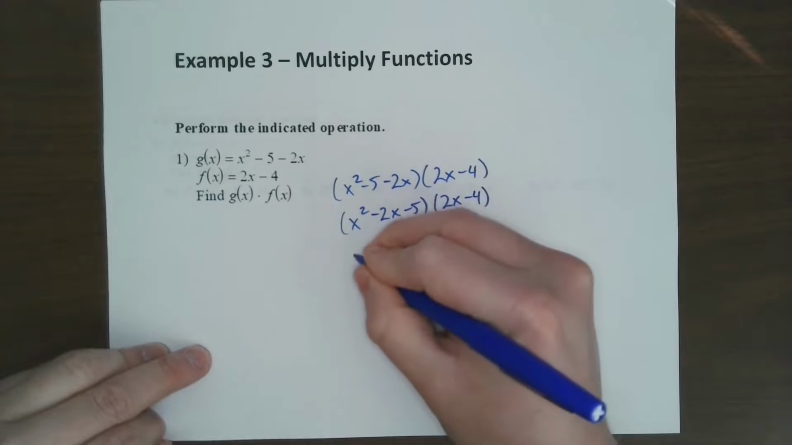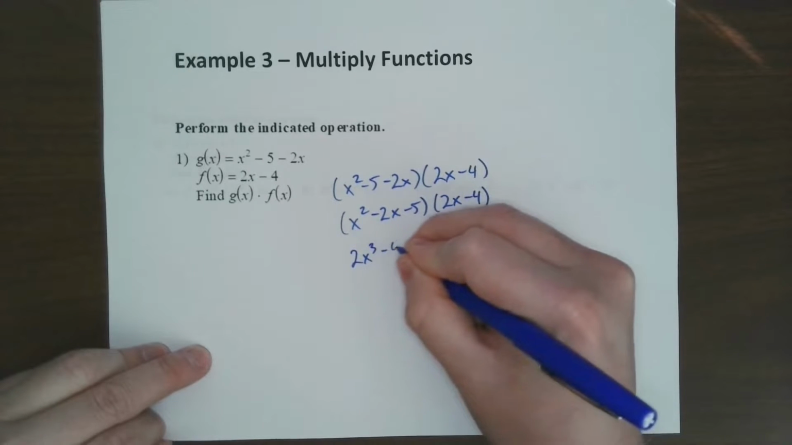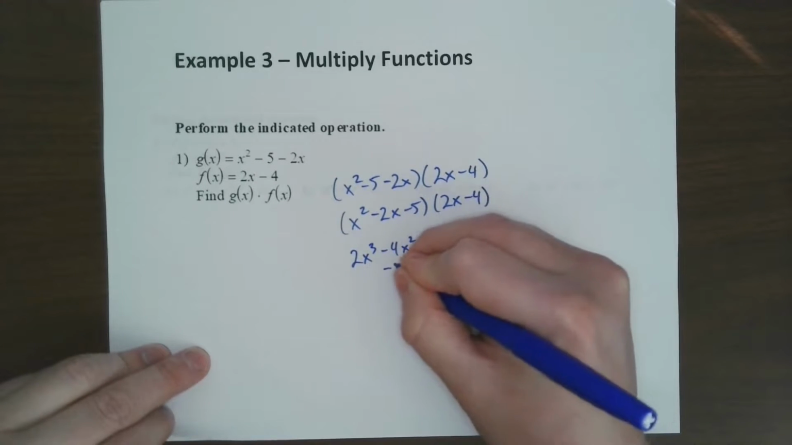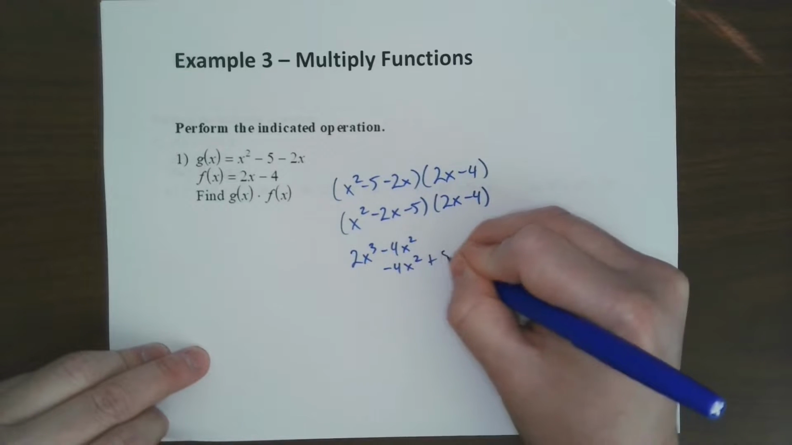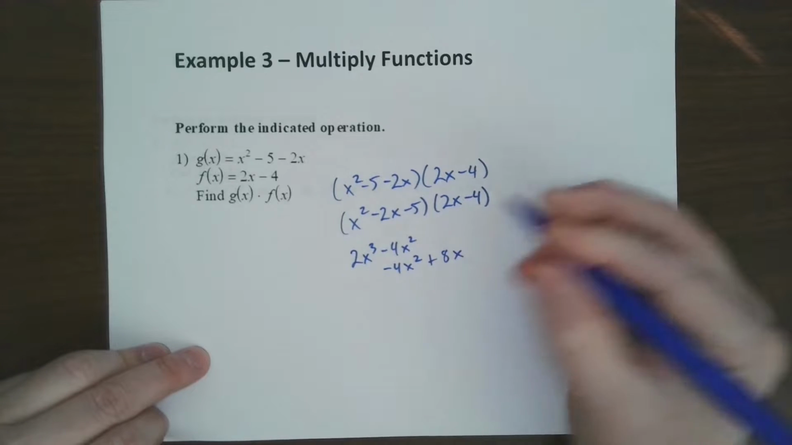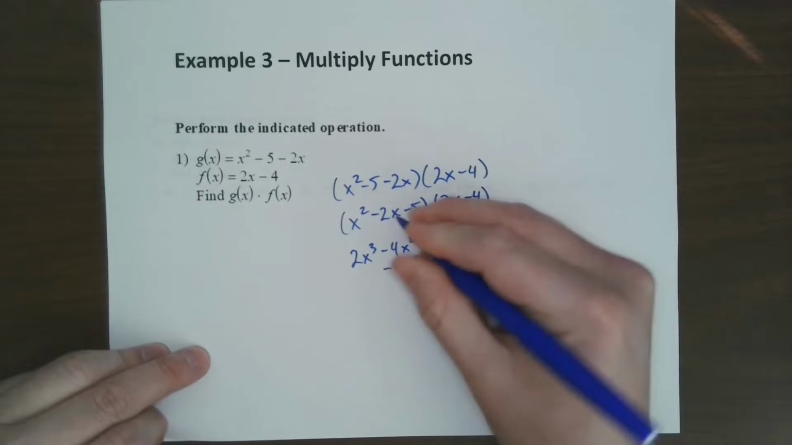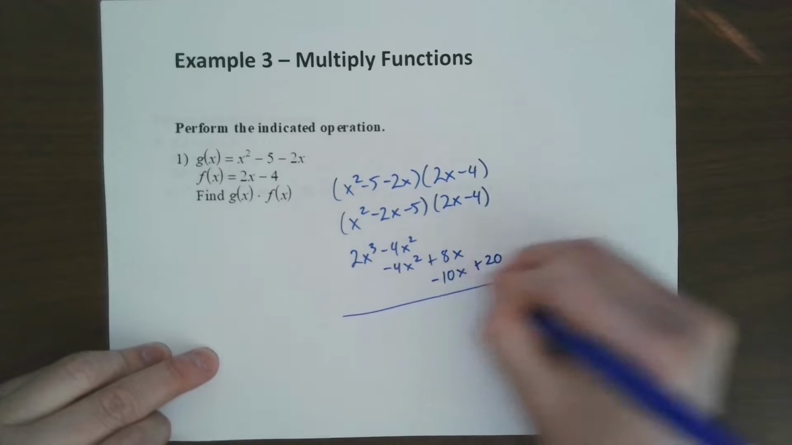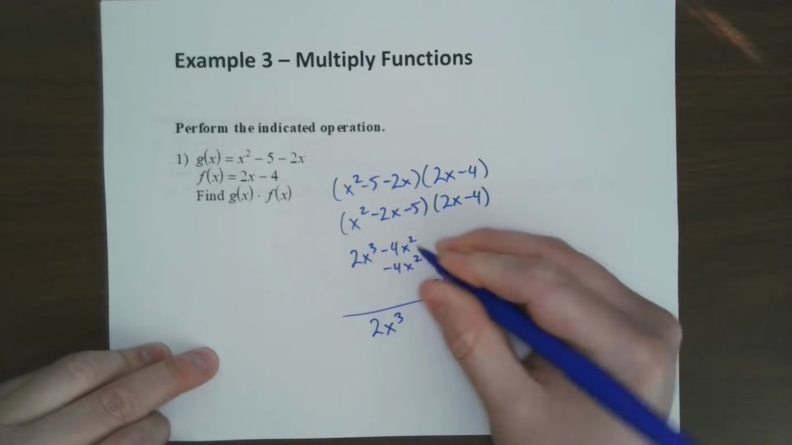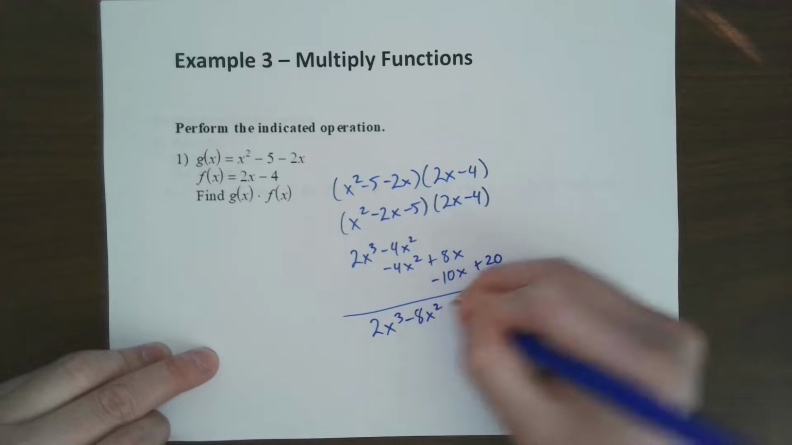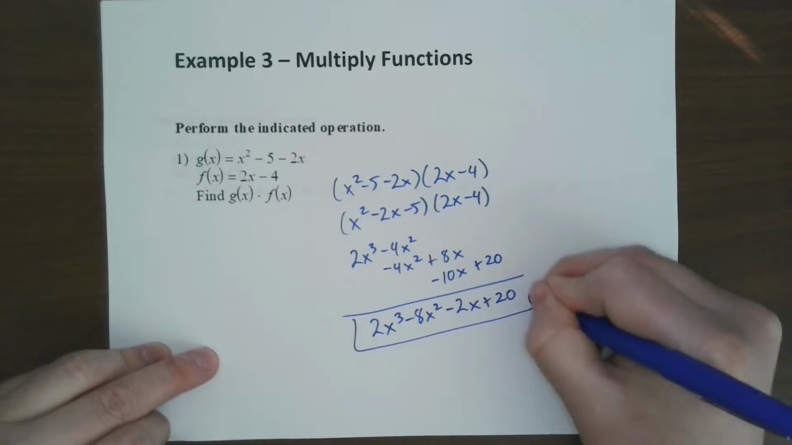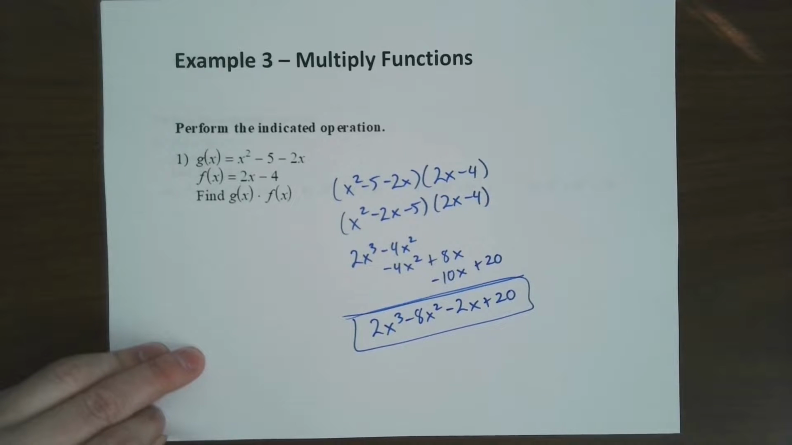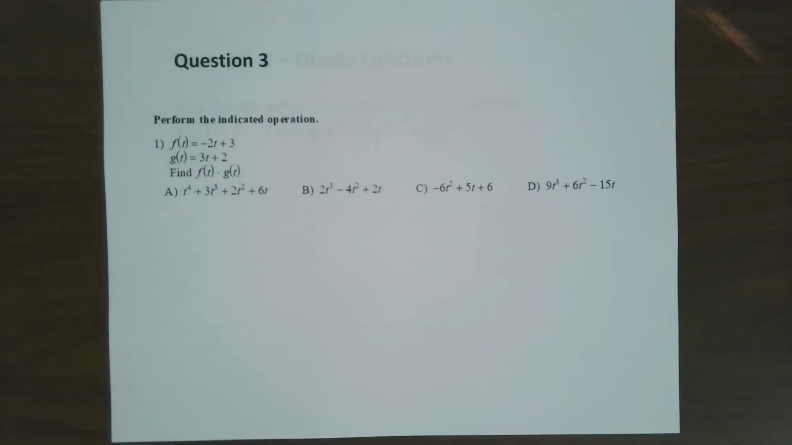So I'm going to put it in standard notation just to make life a little bit easier. So if we distribute this, we get 2x cubed minus 4x squared minus 4x squared plus 8x, negative 5, so negative 10x plus 20. So we get 2x cubed minus 8x squared minus 2x plus 20. And there's your answer. Go ahead and try this problem.